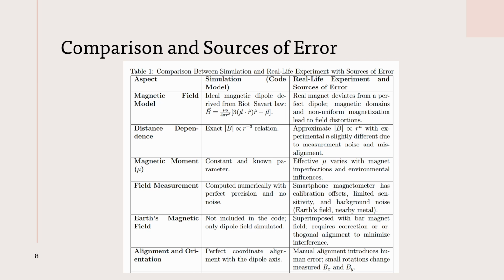Additionally, when we calculated the magnetic moment, we assumed an exact net magnetic field to distance relationship. However, in real life this would vary significantly with noise, as our measurement process was not perfect. We were estimating where the magnetometer was through tape with non-zero thickness. Finally, the smartphone magnetometer itself has calibration offsets, limited sensitivity, and background noise such as the Earth's field and nearby metal that could significantly throw off readings.